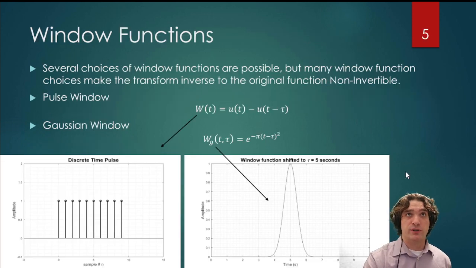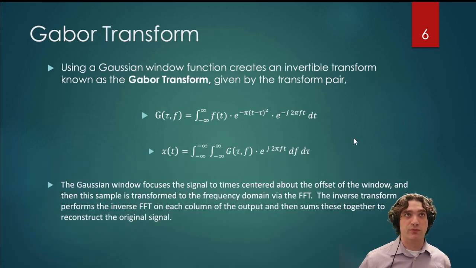So there are several choices of window functions that are possible, but some of these choices will make the short time Fourier transform non-invertible. A couple examples are the pulse, which is given by u of t minus tau, and a Gaussian window, or a bump function, e to the minus pi (t minus tau) squared. This particular choice of window function is used in what is called the Gabor transform.